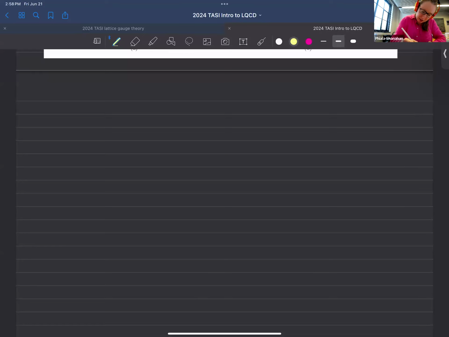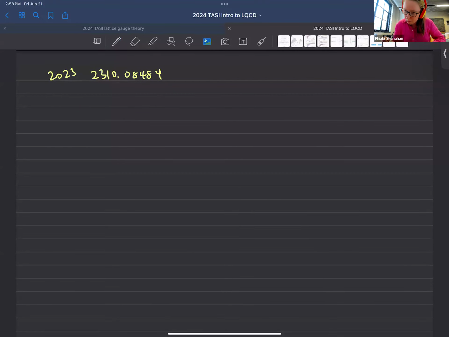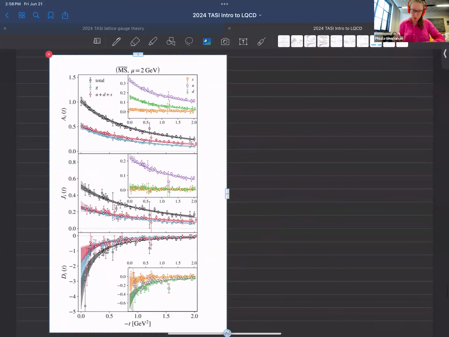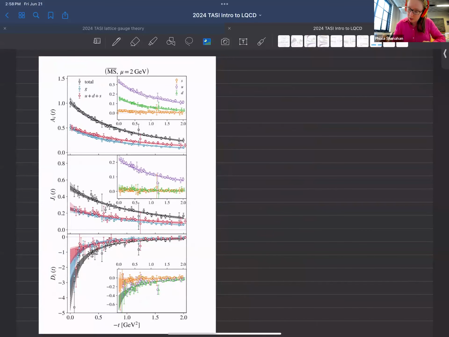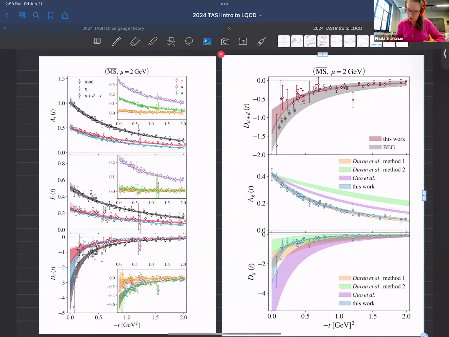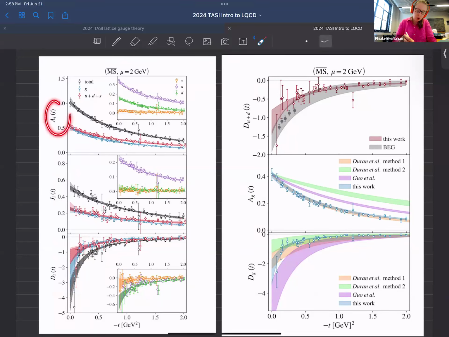The first complete calculation was in 2023, with a lot of work done by one of my excellent students, Dimitra Pefkou, who's now a postdoc at Berkeley. And I'm going to show you just two interesting figures here, and then we'll wrap up. So this is showing for the proton, you have 3 of these generalized form factors. You've still got A and D, but there's an extra one called J. And you see here in this calculation, there's separate strange, up, down, gluon contributions as well as the total form factors.